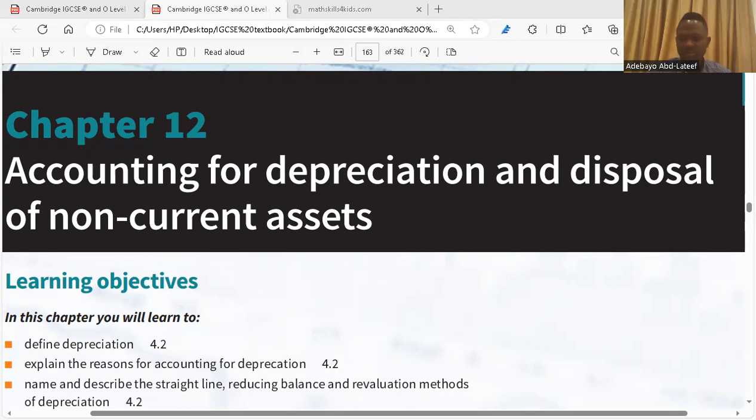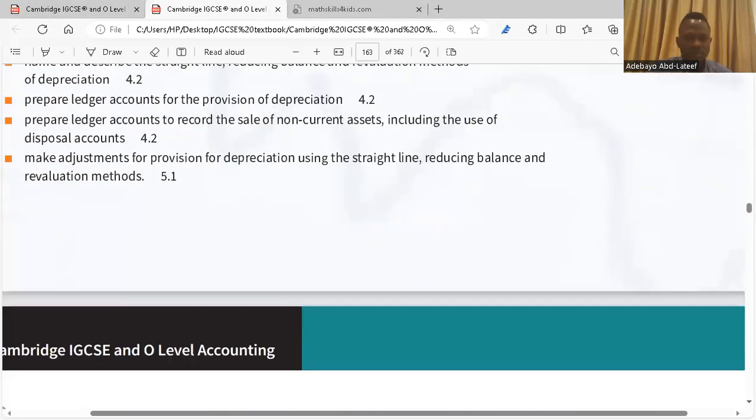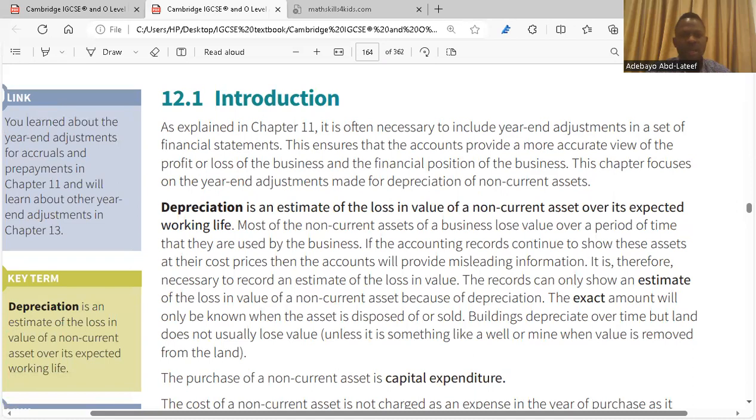So let's just go down. Introduction. As explained in chapter 11, it is often necessary to include year-end adjustments in the set of financial statements. This ensures that the accounts provide a more accurate view of the profit or loss of the business and the financial position of the business. So for reliability, for accuracy, we need to include year-end adjustments. That's why we have prepayments. That's why we have accruals. So that we can have a realistic value of our financial statements.